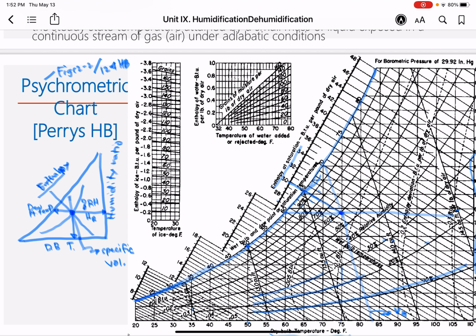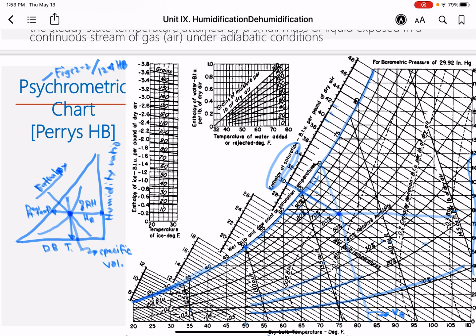Enthalpy, if we talk about the enthalpy, the total enthalpy of the air comprises the sensible heat and the latent heat. So, this enthalpy scale is in the psychrometric chart. Ito, yung mga yan, as I've explained a while back.